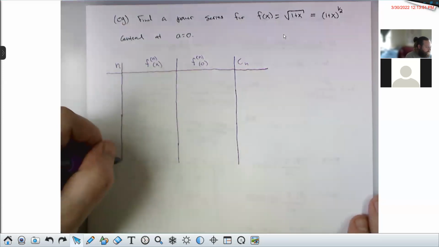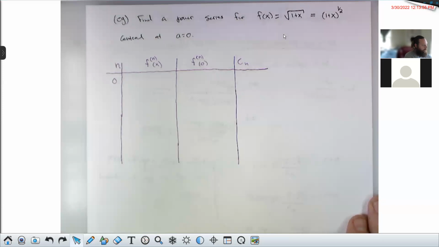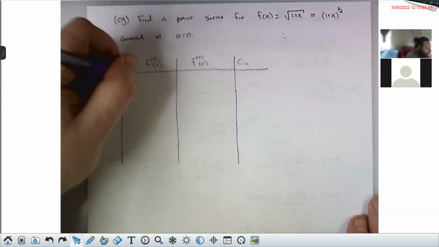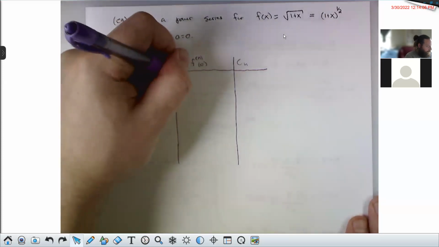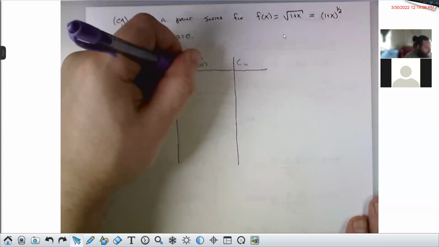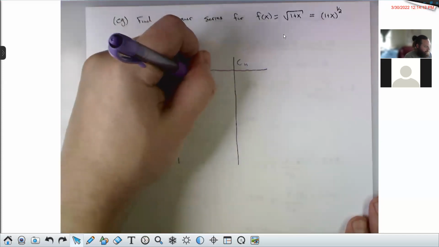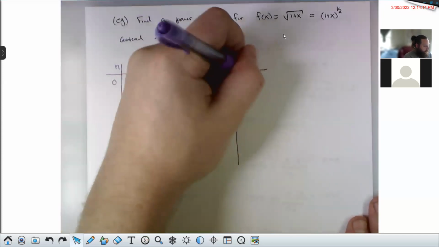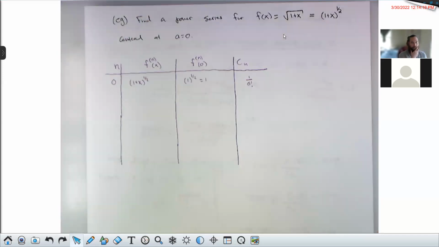When n is equal to 0, I'm differentiating my function 0 times. I'll write this as 1 plus x to the 1/2. That's the 0th derivative. If I plug 0 in there, then I just get 1 to the 1/2, which is 1. So C0 is 1 over 0 factorial. Good start.